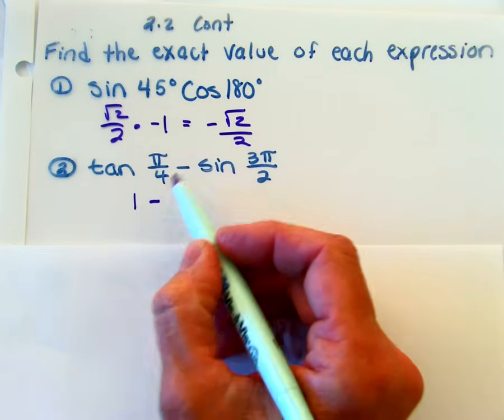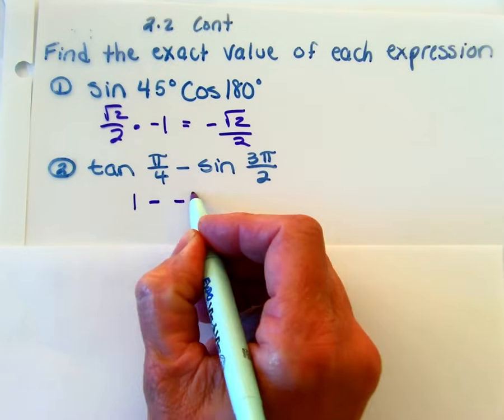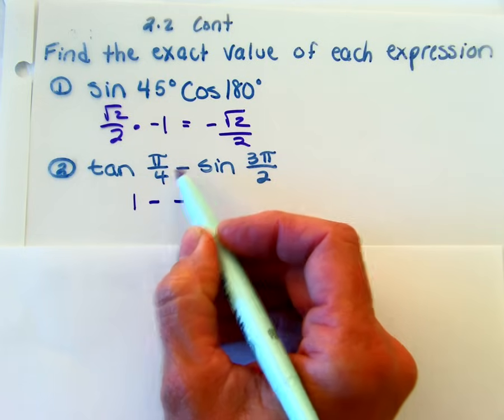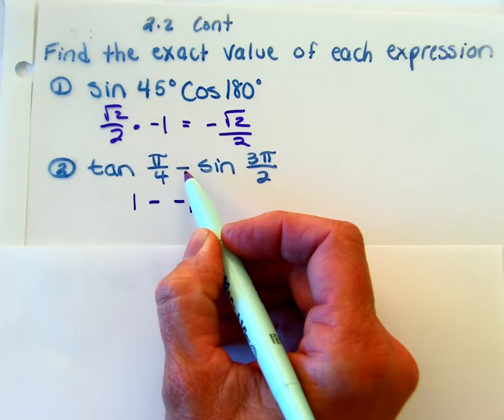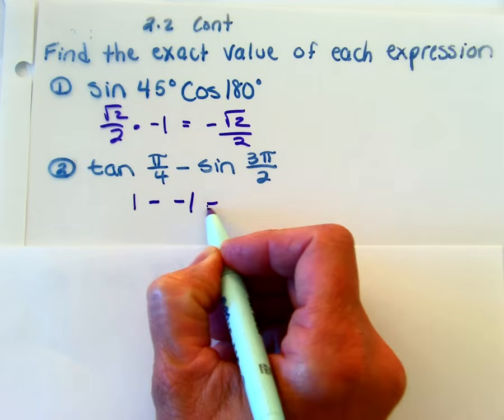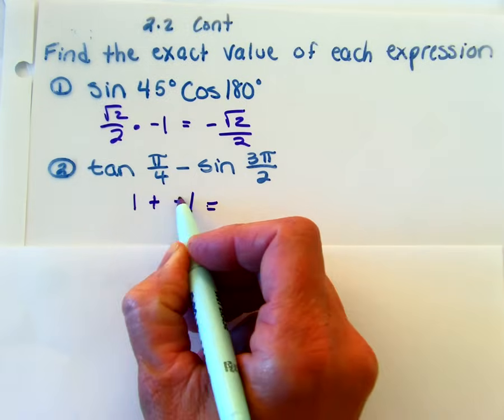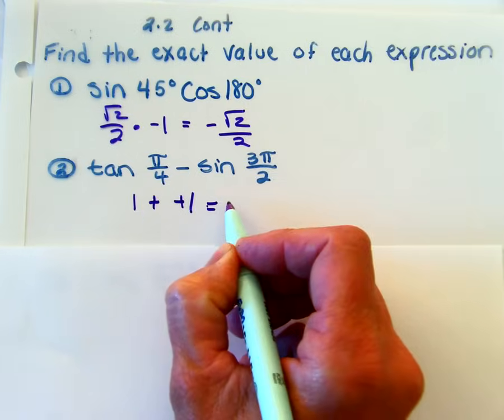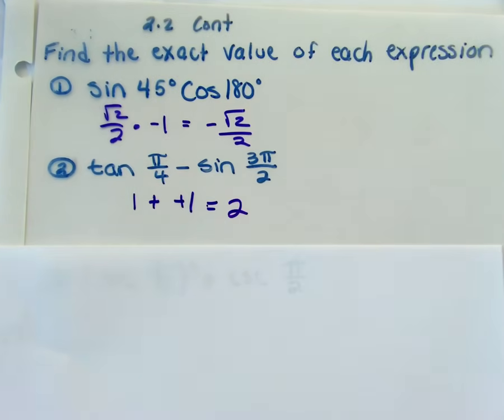Now notice I brought this minus down because now I have a -1. A common error here is to not bring that minus down, and then just have 1 minus 1 and get 0. However, you realize when you have a double negative, it goes positive, and 1 plus 1 is 2. Let's look at the next one.